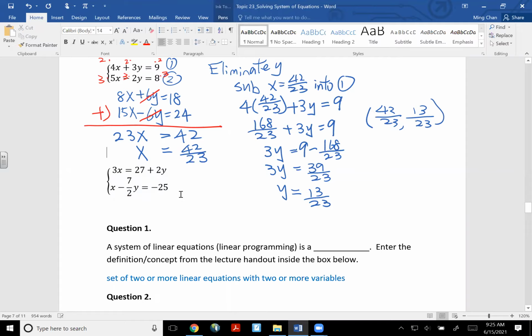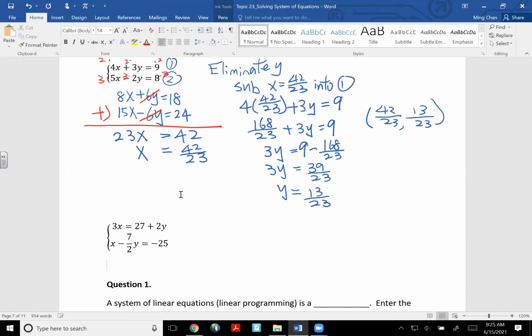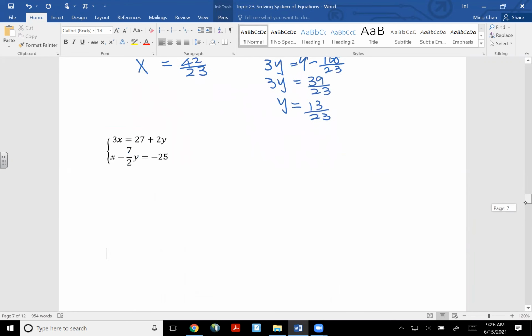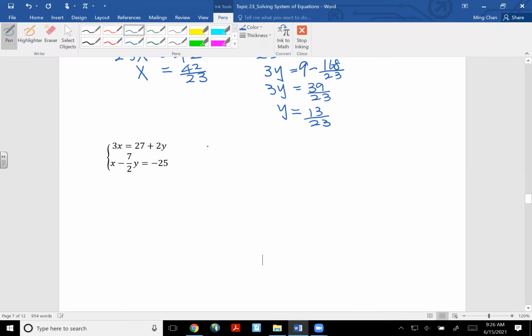All right, let's try another one. All right, this one is written a little bit tricky, okay? So I'm going to write them out. I'm going to move the 2y over, kind of line them up correctly. So 3x minus 2y equal to 27. That should be my first equation.